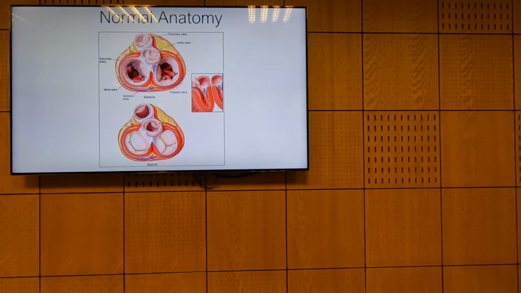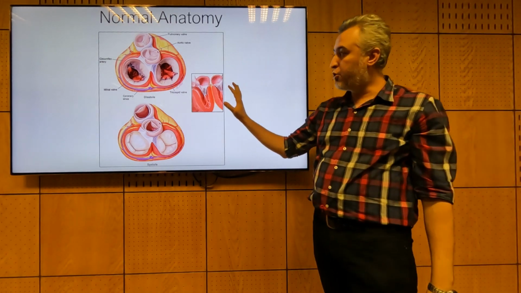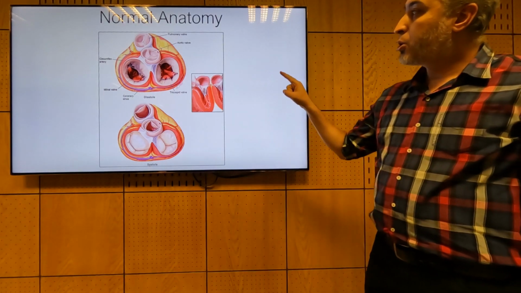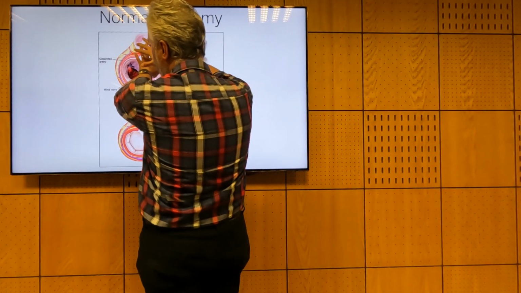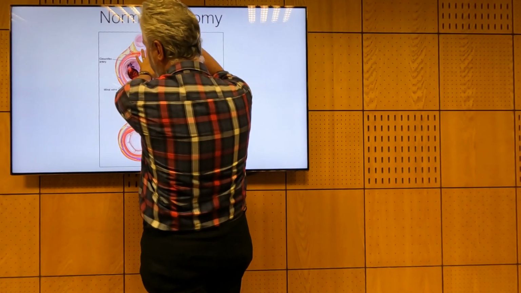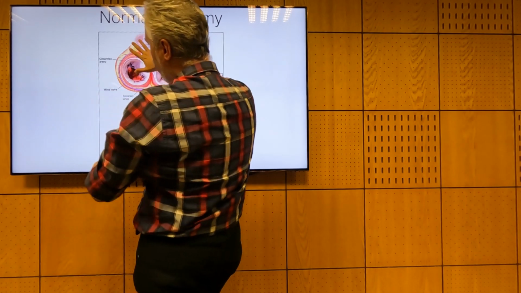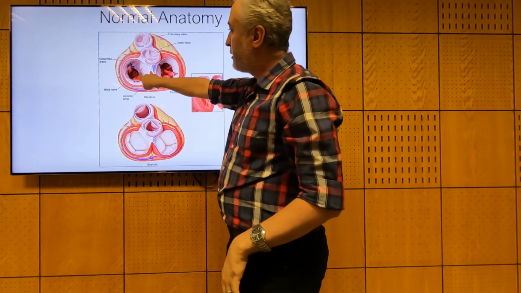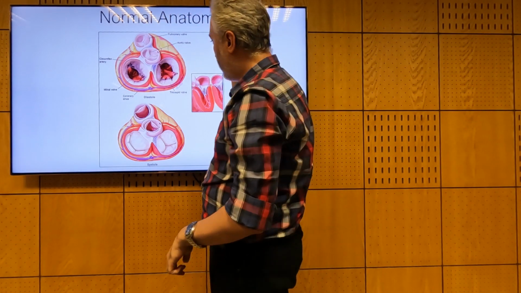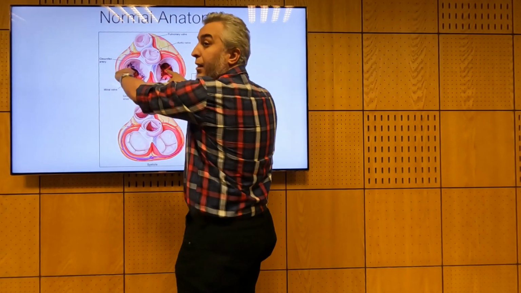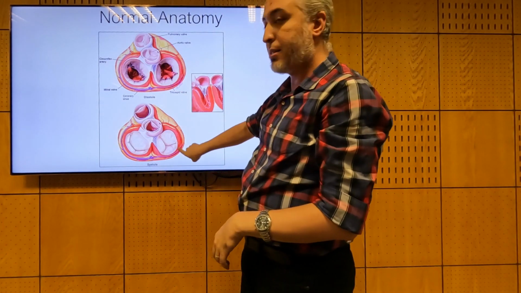Here is the diagram. Again, all that we're discussing is normal anatomy. We have not touched on TGA yet. Here we're taking out the atria and great arteries, looking from above. So this is anterior, posterior, right, and left. This is the mitral valve, aortic valve, tricuspid valve, pulmonary valve. This is the RV cavity, and this is the LV cavity. This is a diastolic view, and this is the systolic view.